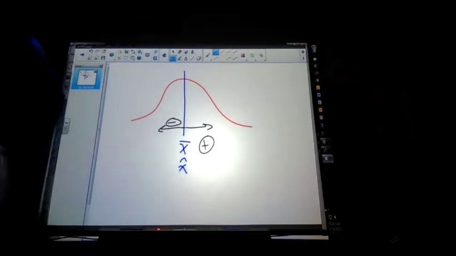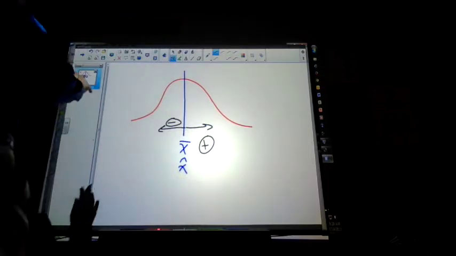So you want to look at the mean on a normal curve as like 0 on a number line. And if you go to the right, it's positive. If you go to the left, it's negative. Okay, so that's where we're heading.